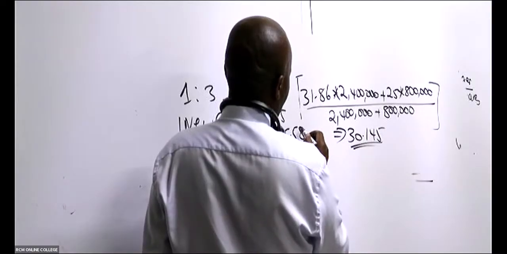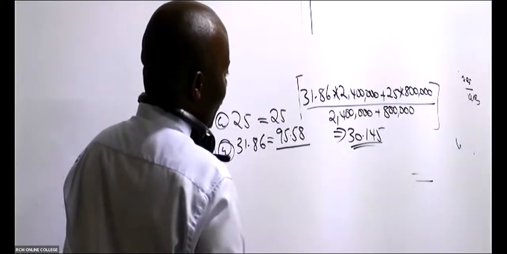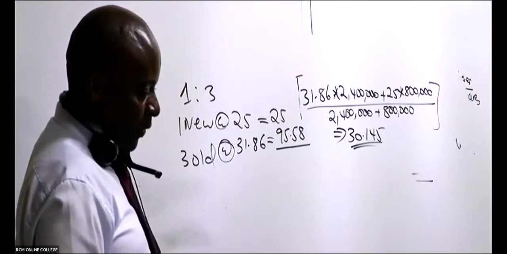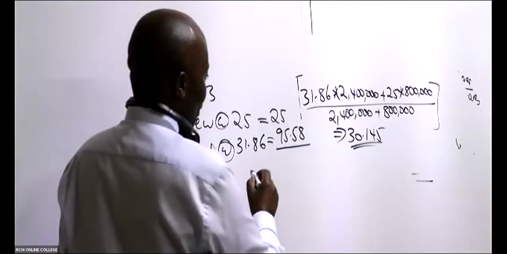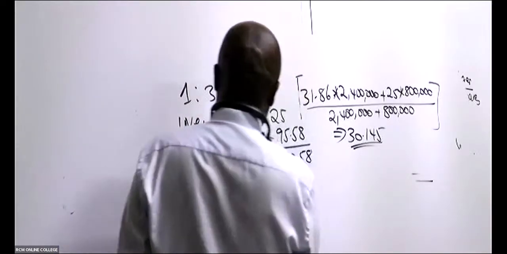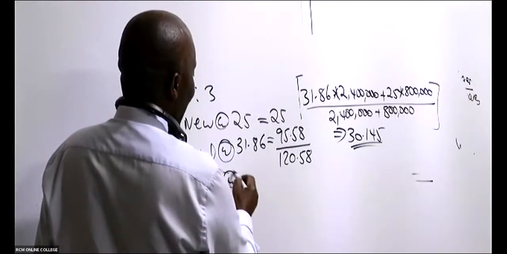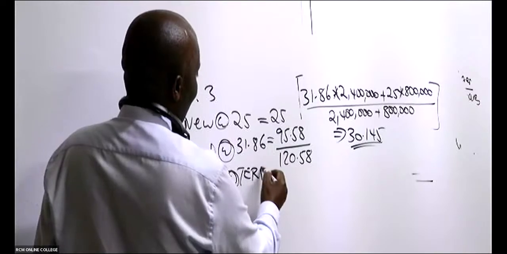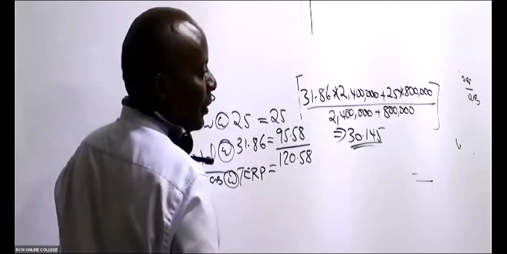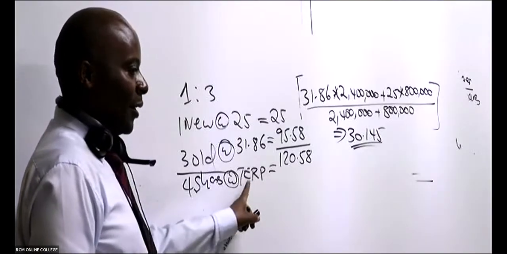95.58. Thank you. So total 25 plus that 95.58, 120.58. For how many shares? These are 4 shares. 4 shares at TERP. The price we'll get is what we call the theoretical ex-rights price.